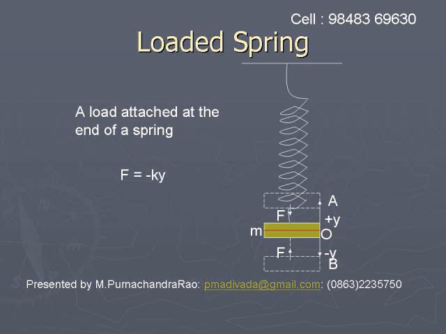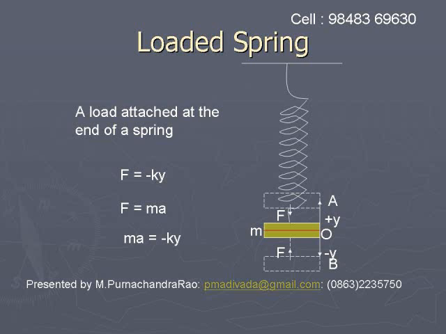We know that the restoring force in a spring will be proportional to the displacement, or the increase or decrease in length of the spring. Here, from O to B, the displacement is say minus y. From O to A, the displacement is say plus y. The magnitude of the displacement is y from O to B, also from O to A. Then the restoring force F will be equal to minus ky, where k is known as force constant.